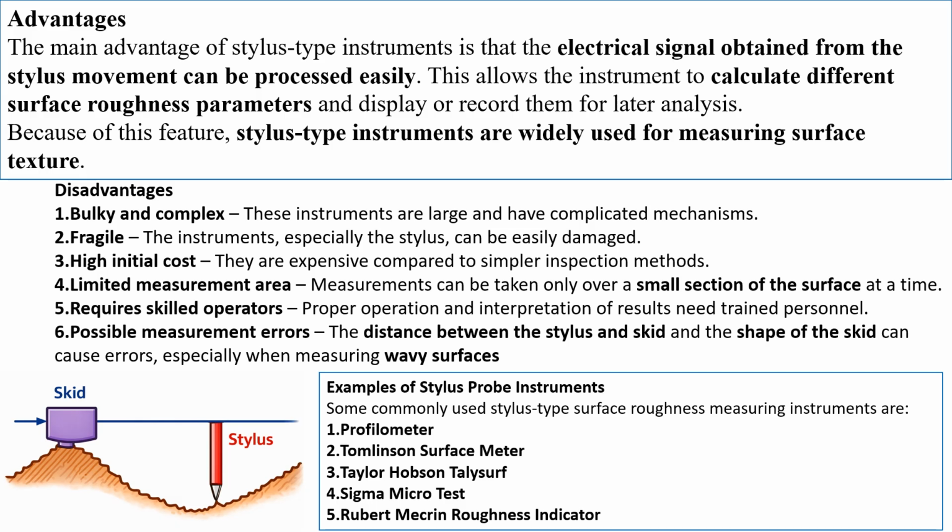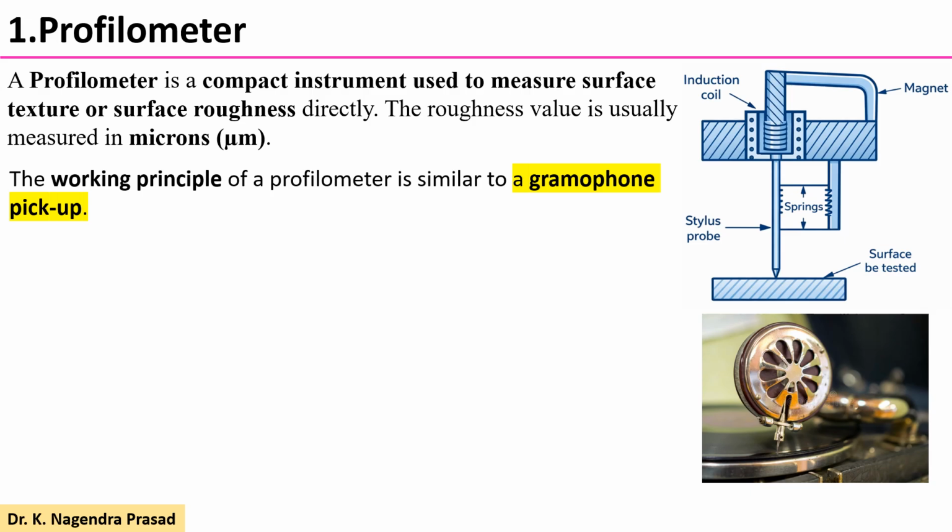So let's see the examples of stylus probe instruments. First one is the profilometer. Second one is the Tomlinson Surface meter. Third one is the Taylor-Hobson Talysurf. Fourth one is the Sigma Micro Test, and fifth one is the Rubert Microcomparator roughness indicator. First I will discuss the profilometer.